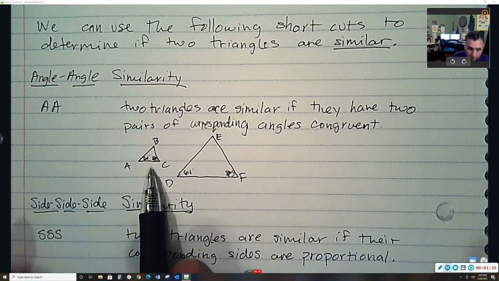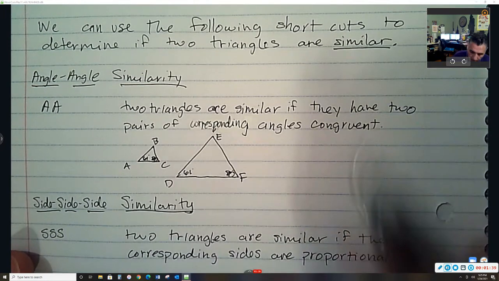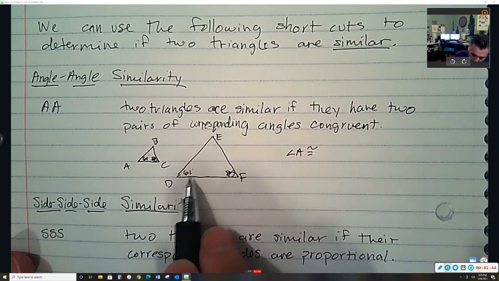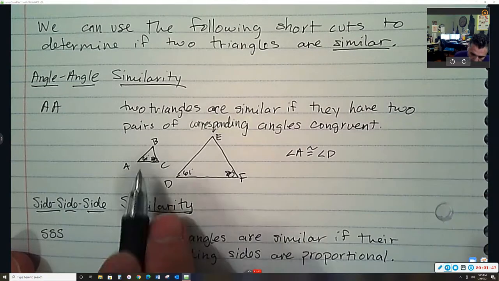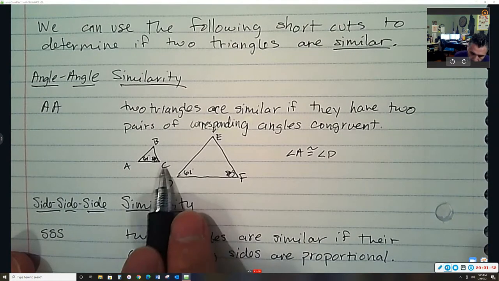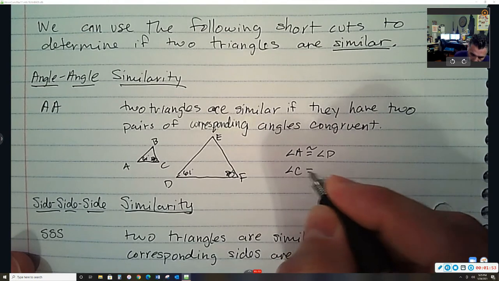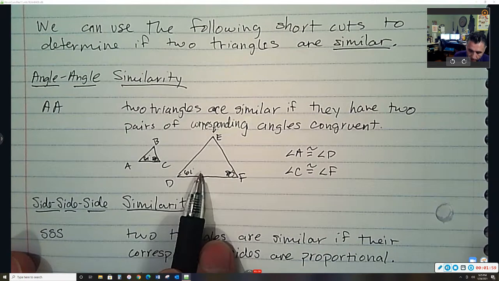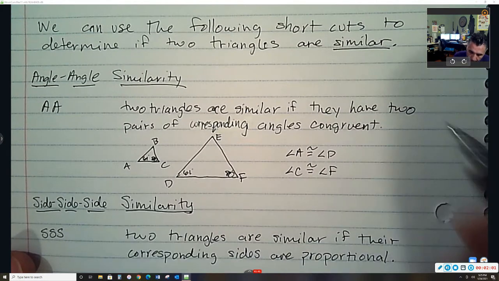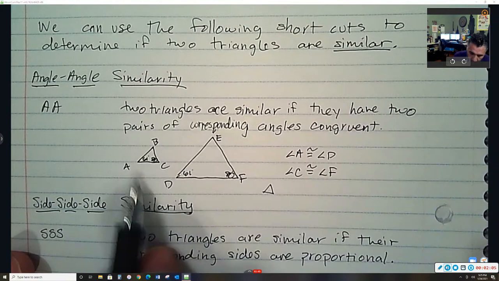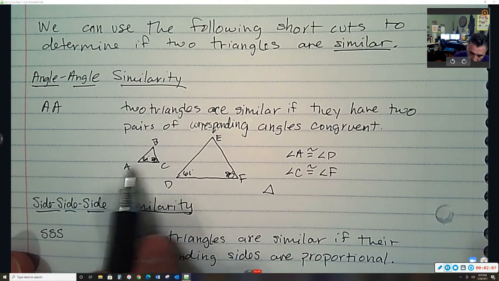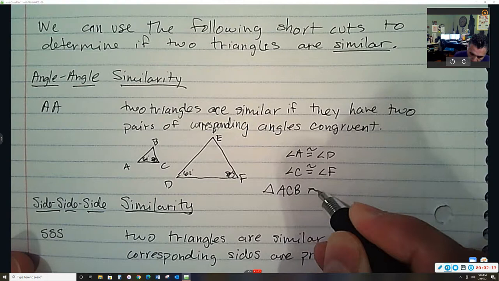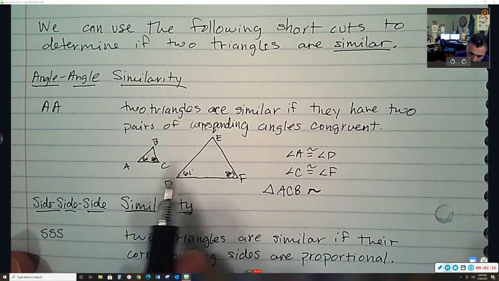It's kind of hard to see in here because I made this triangle a little small. But we have angle A congruent to angle D, because they're both 61 degrees, and then we have angle C congruent to angle F. We know this triangle is similar to this triangle, and the similarity statement would look like this. If I write this triangle as ACB, then I'd say triangle ACB is similar to DFE.